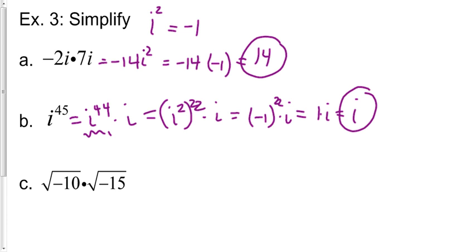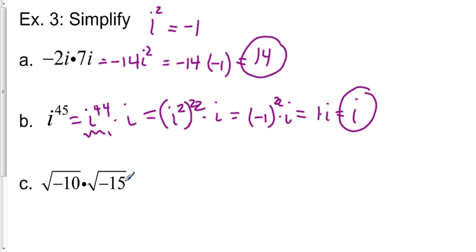Crazy, huh? Okay, so the whole goal here is to make i squared and then substitute in -1, change it into -1, and simplify your answer. All right, last one here. I've got the square root of -10 times the square root of -15.